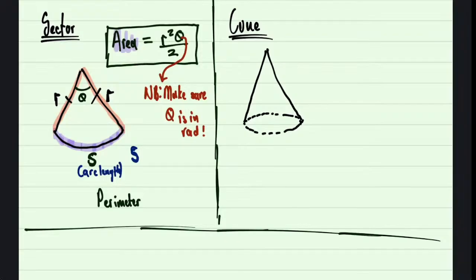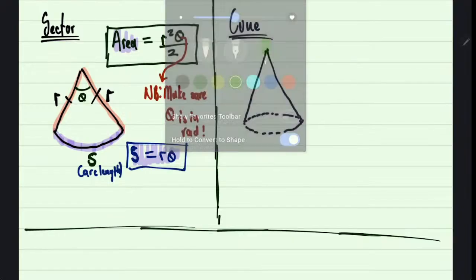That's the arc. And to get the arc, you don't say r squared theta over 2. No, you just say r theta. S is r theta. You should make sure you know this second formula. S is r theta.